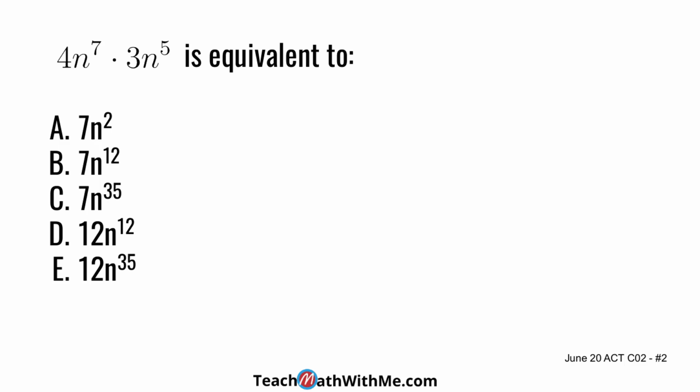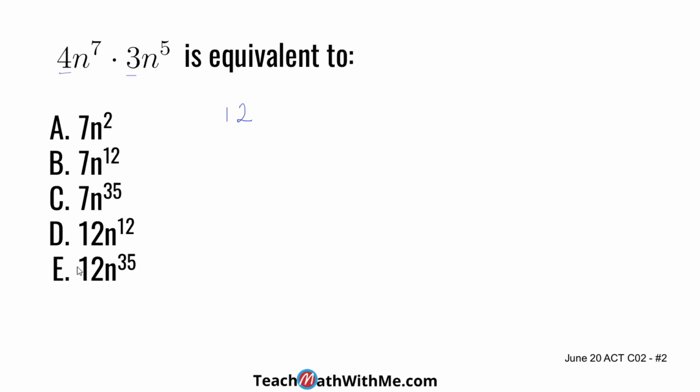Everyone, let's work this ACT math question that comes from a recent ACT offering in June of 2020. It is number 2 on that test, and it begins with 4n to the 7th times 3n to the 5th is equivalent to what? So when we first work this, the first thing I'm going to do is look at our whole numbers, the coefficients. 4 times 3 is going to give me 12.